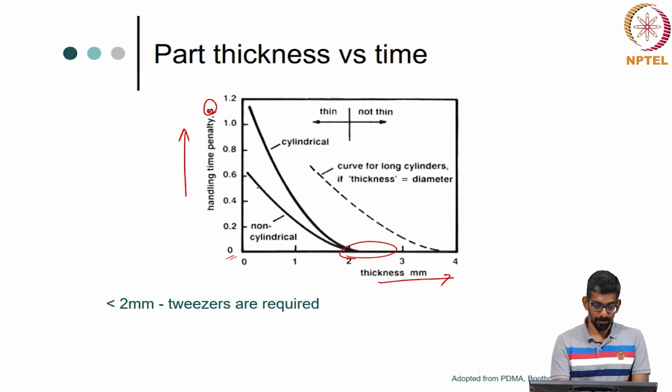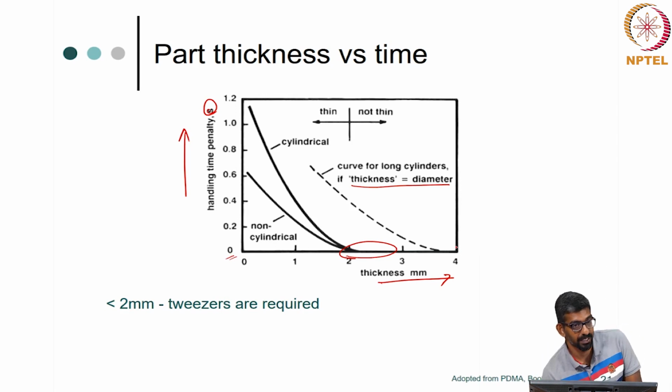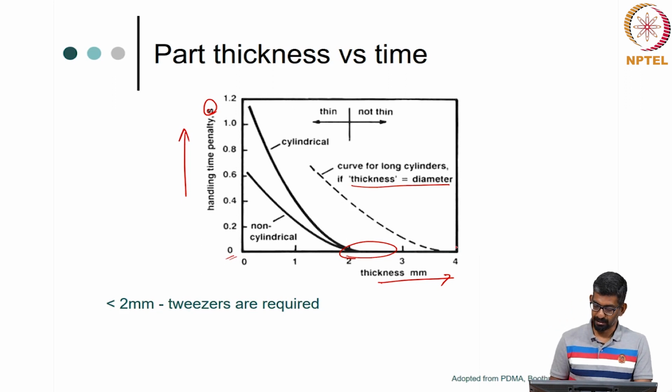So, these are cylindrical parts and these are non-cylindrical parts that you are talking about. And the other one is, these are the curves for long cylinders if thickness is equal to the diameter. Okay. That is the one that we spoke about. It is going to take some time, some penalty is there if the thickness is equal to the diameter case. Okay. You see this?